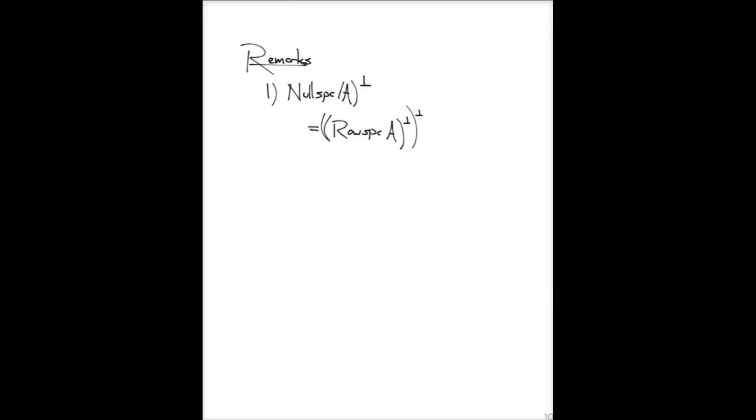I just want to make one more concluding observation to put all of this together. A few remarks to lead up to it. One, what's the orthogonal complement of the null space of A? Well, let me erase these. We saw above that the null space of A is the orthogonal complement of the row space.